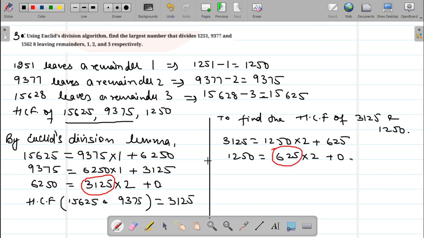So the HCF of all three, this time the HCF of 15625, 9375 and 1250 is equal to 625, which is the required HCF.